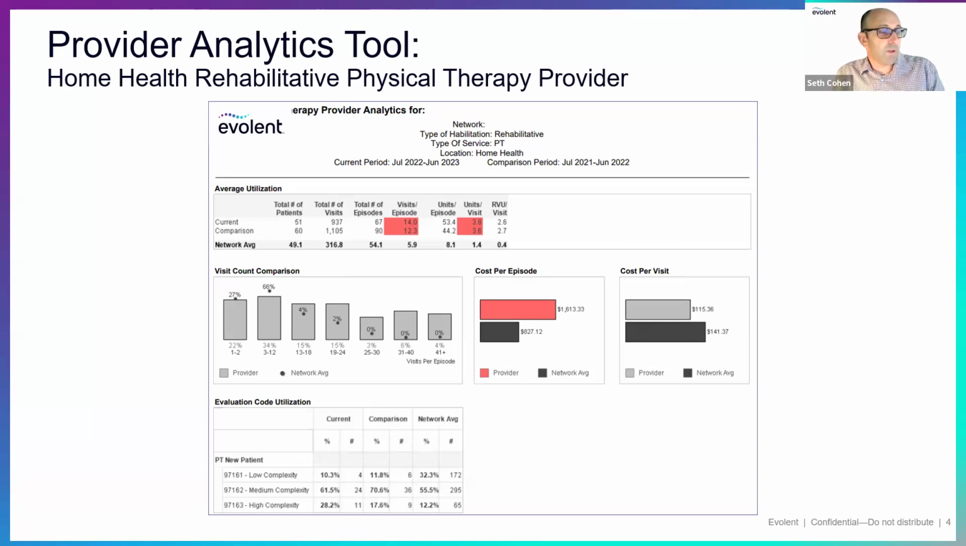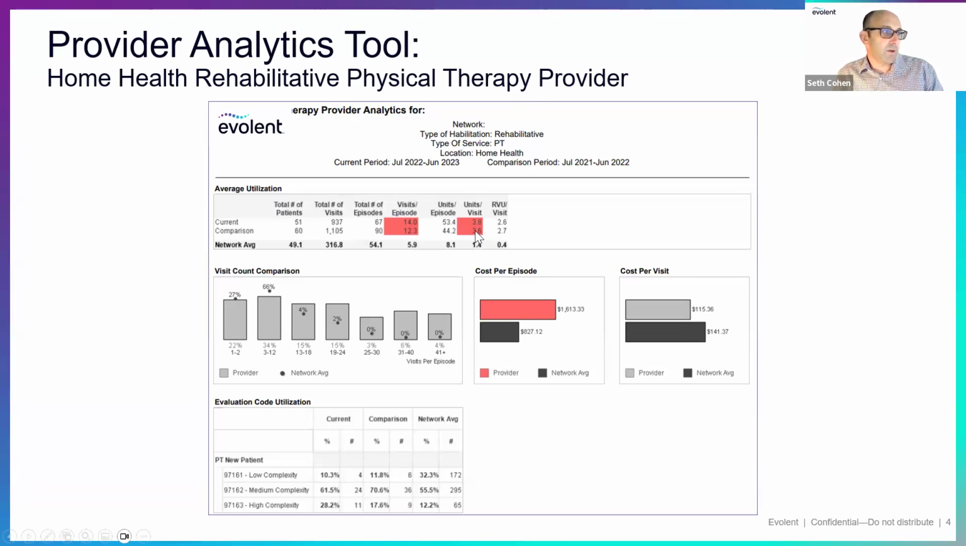Now you'll notice that two of those columns are colored red. We will highlight providers that do classify as an outlier based on the network average. Yellow would be within 1 standard deviation, and red would be 2 or more standard deviations outside of what would be considered the norm for that network.